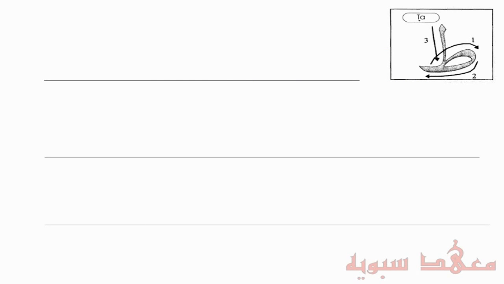So the ta is done in the following way. You start here, it's like that, and then down like this. So you curve, come down, and then the line. Once again.